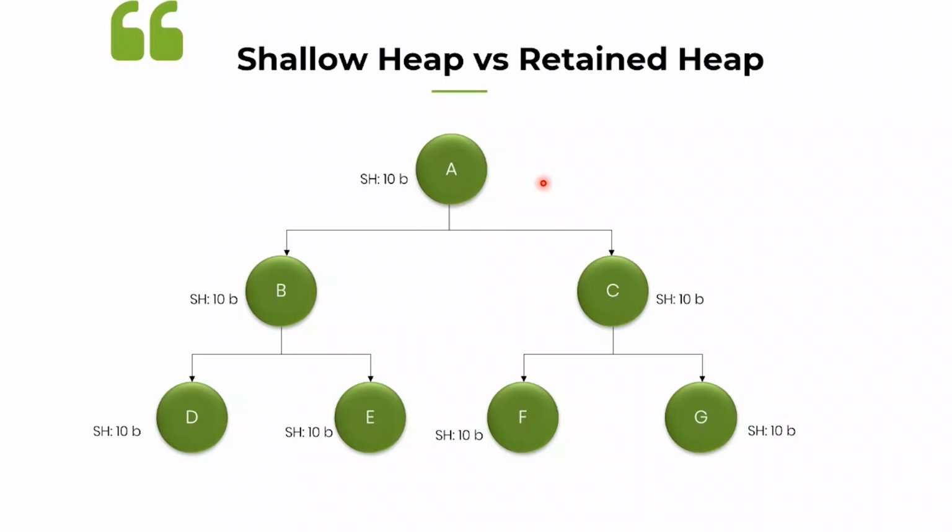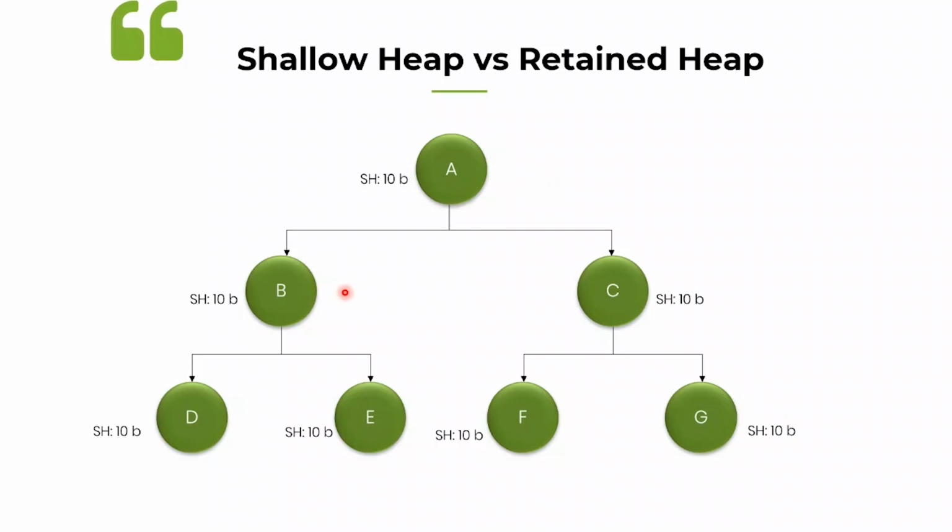Now, what does retained heap mean? Retained heap means, if an object gets removed from memory, how much memory does that object free up cumulatively? Let me repeat: retained heap means if an object gets removed from memory, cumulatively how much memory gets freed up. It will be very clear with this example.